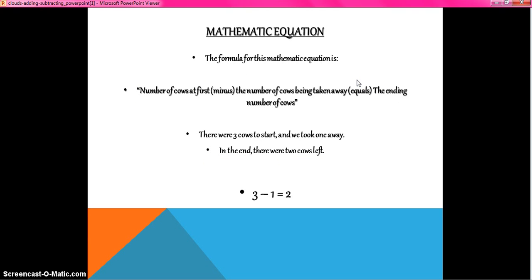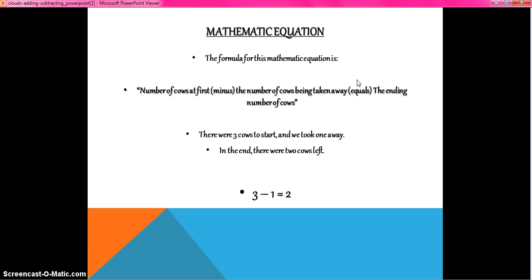Now let's write down this equation. You always start by writing down the number you begin with. Who remembers how many cows we started with? Right, 3. Everyone write down the number 3 first thing on your paper. Next we need to show that we are taking away from the number 3. So everyone needs to draw a minus sign next to the 3.